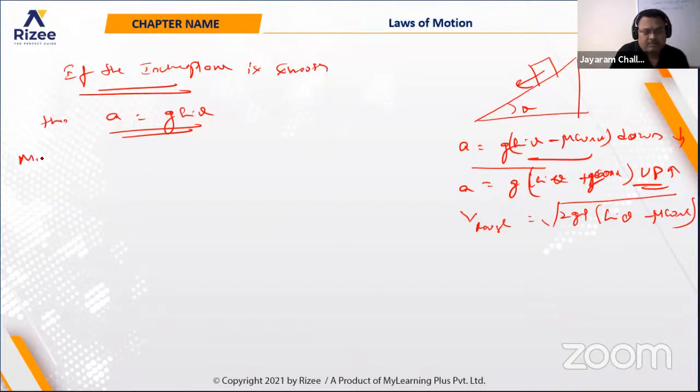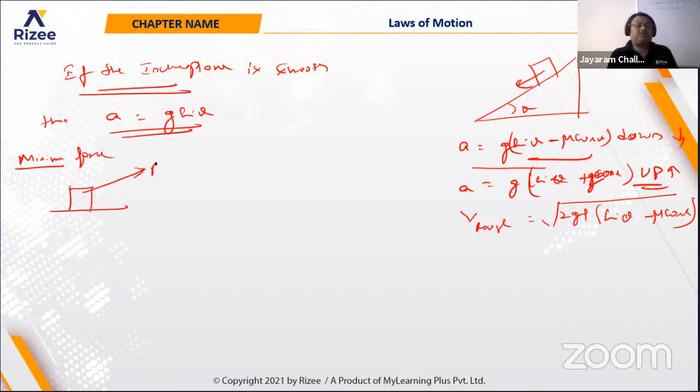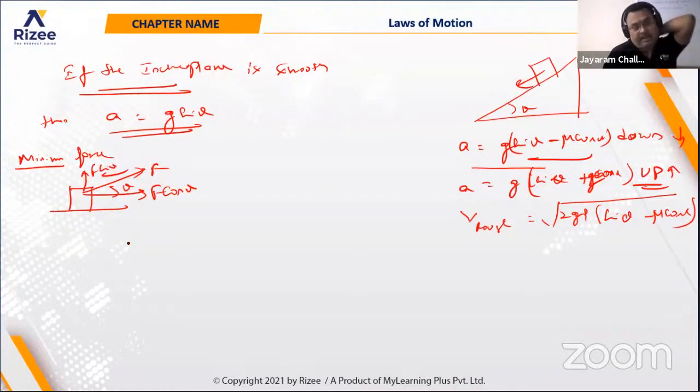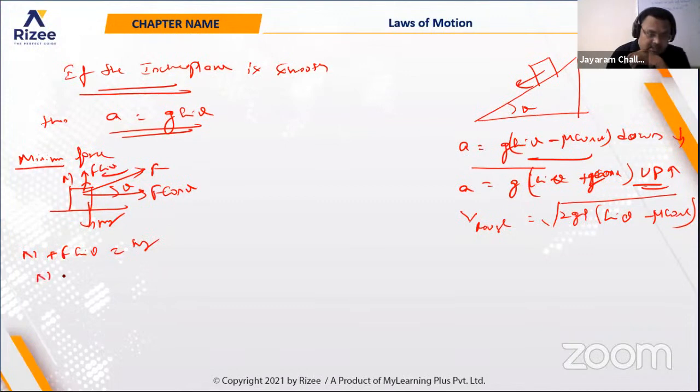So what is the minimum force? The minimum force on a block to move it by applying a force F. What should be the minimum force? In this situation, F cos theta is the applied force, and F sin theta is in the other direction, perpendicular to F cos theta. In that direction there should be a normal reaction. The downward force is mg, so N plus F sin theta is equal to mg. From this, N is equal to mg minus F sin theta.